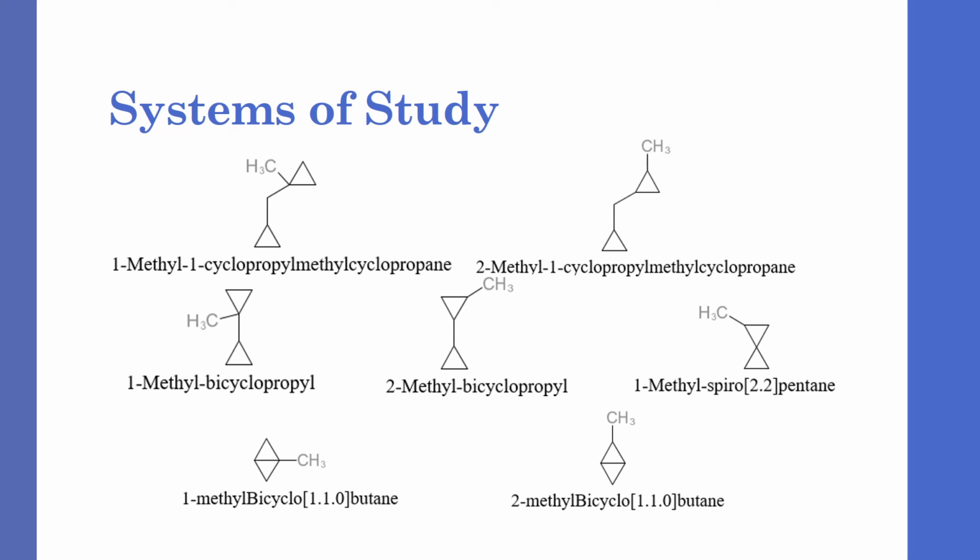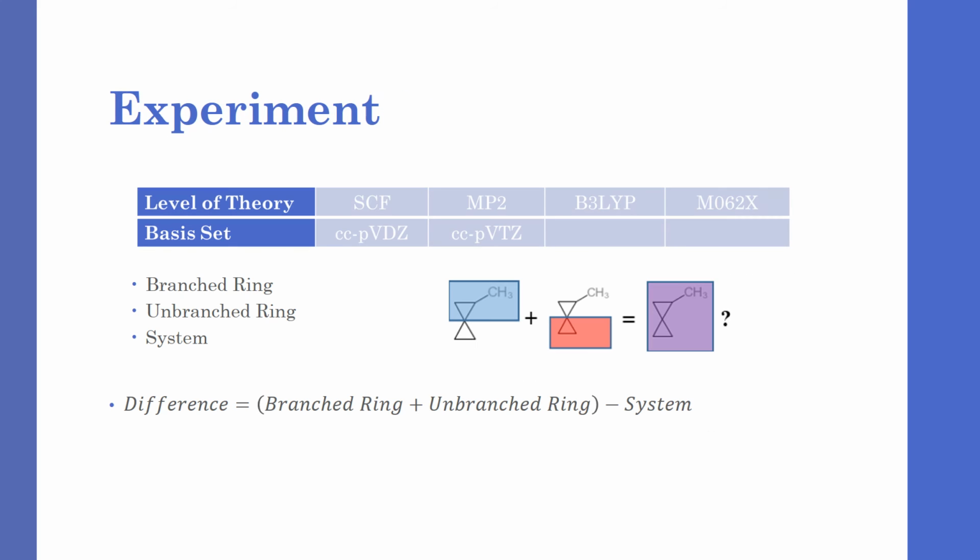The 7 bicyclic systems being studied in this project are shown here. One of the main goals of this group is to determine to what degree bicyclic alkanes are additive. How we do this is we take each of the 7 molecules shown on the previous slide and calculate their conventional strain energies according to the 4 levels of theory and 2 basis sets shown below.